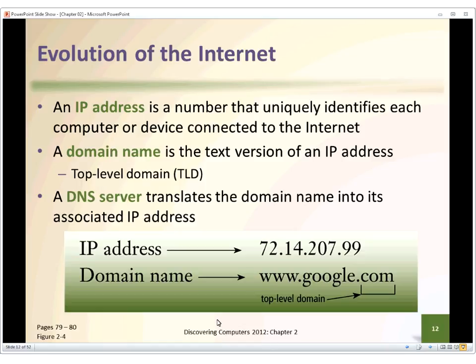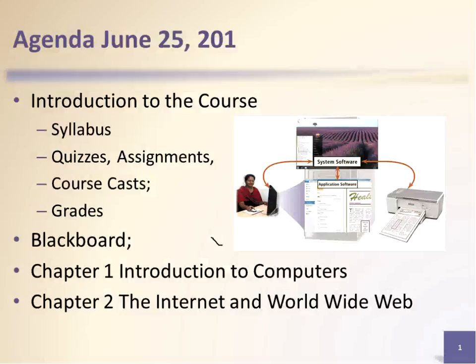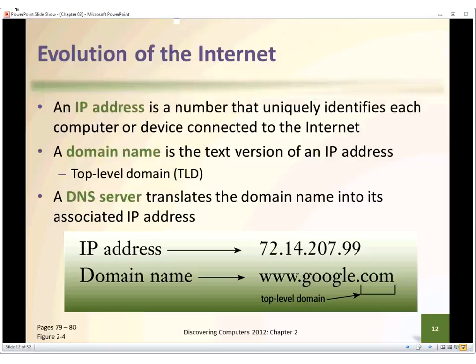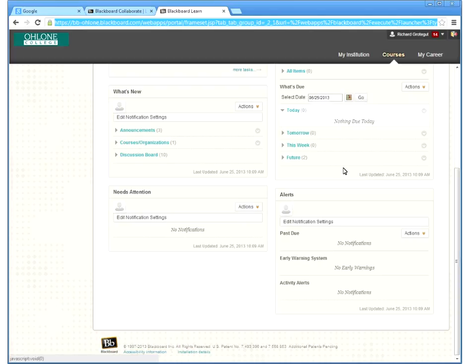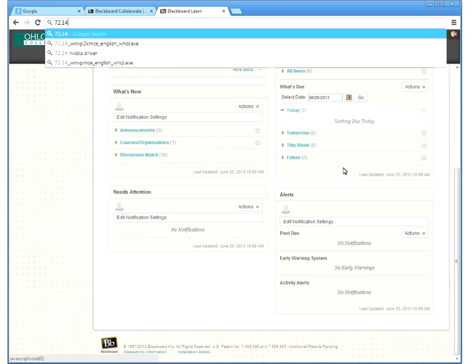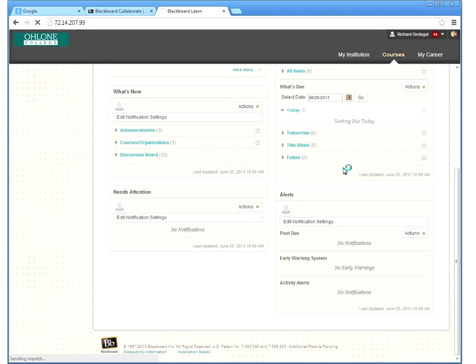In fact, let's see, 72. Let me try to do this really quickly here. See how that works. 72.14.207.99. I'm wondering if that's really the IP address. So let me go back to Chrome. And then here I'm going to type in that address, 72.14.207.99. Let's see what we get there. I think our authors have lied to us on that screen.